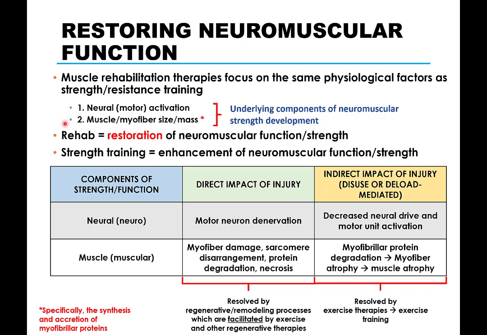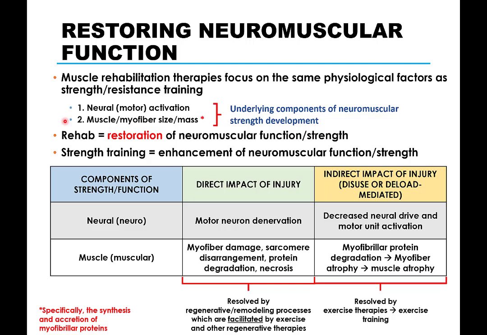Now, what happens when neural activation of the muscle decreases and myofibrillar protein degradation increases, reducing myofiber size and mass, aka muscle atrophy? It goes without saying that neuromuscular strength and thus function would decrease. Now, when you look at this carefully, you would notice that the focus of strength training or resistance training is to enhance neuromuscular strength and function through the enhancement of neural activation of muscle and muscle hypertrophy via increased myofibrillar protein synthesis.